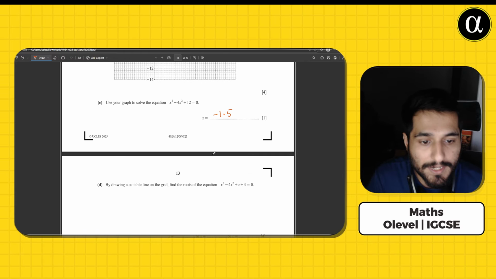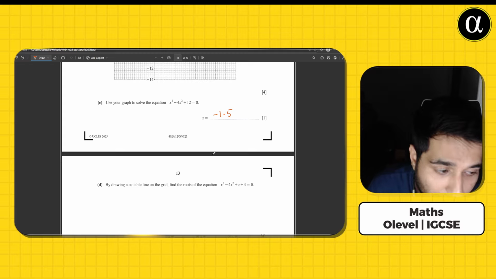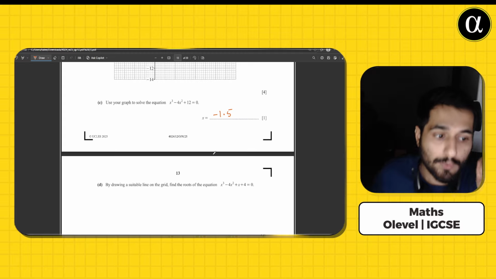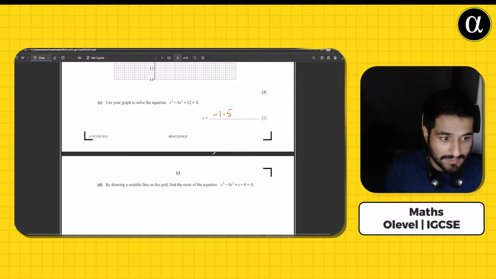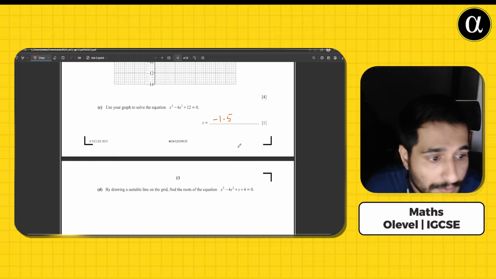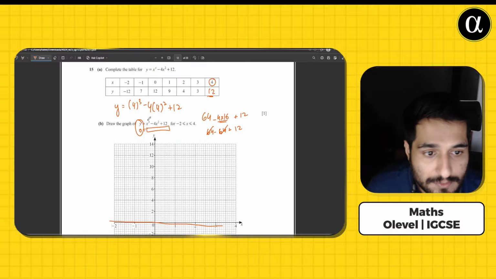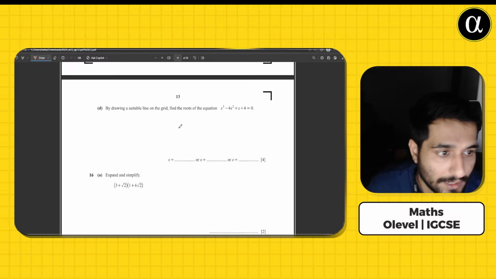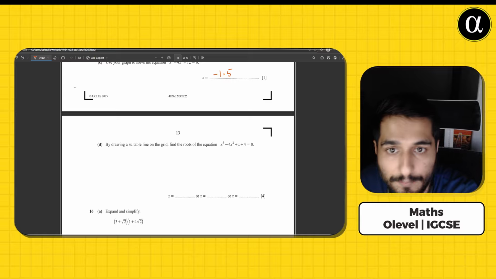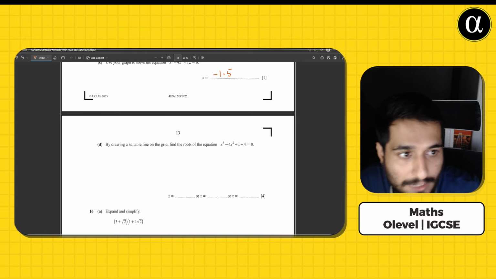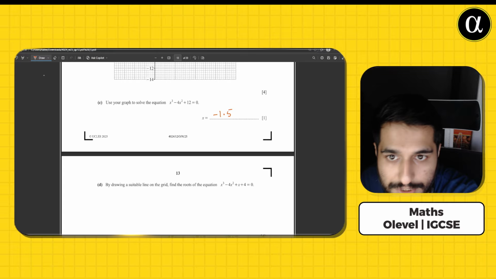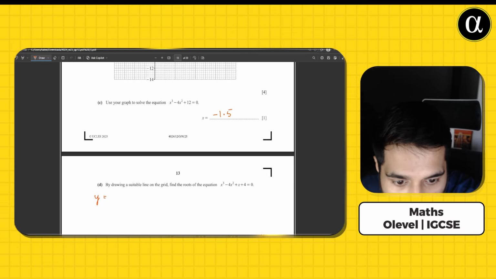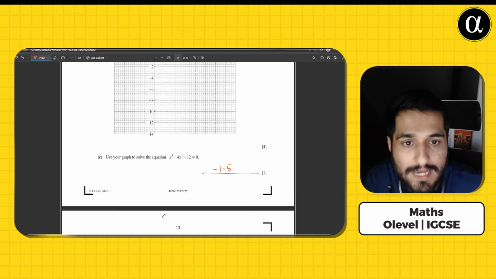Now the next part says, by drawing a suitable line on the grid, find the roots of the equation x cubed minus 4x squared plus x plus 4. Now what do we do for this part? Now we have the equation as y equals x cubed minus 4x squared. Now we would compare it with the equation that the examiner has given. The actual equation was y equals x cubed minus 4x squared plus 12. That was given by the examiner over here.